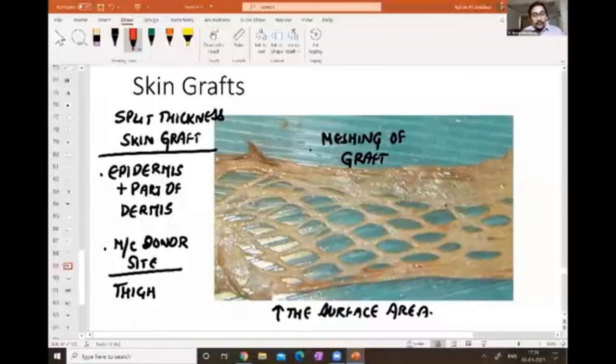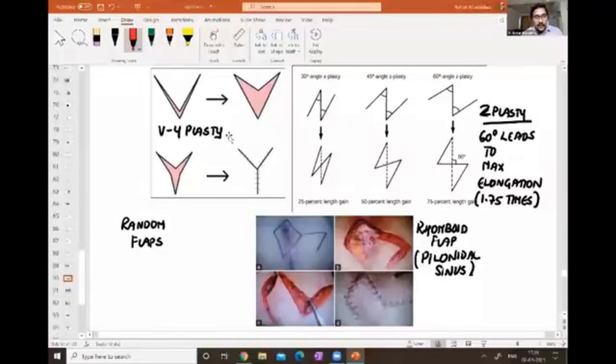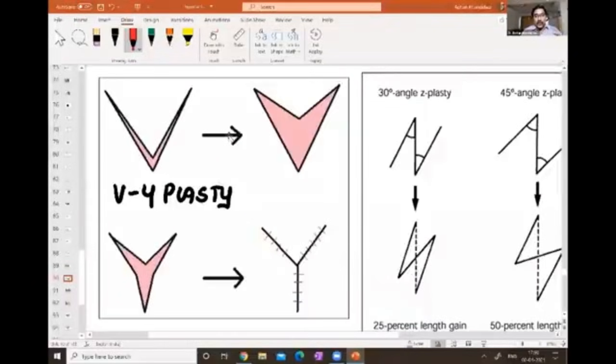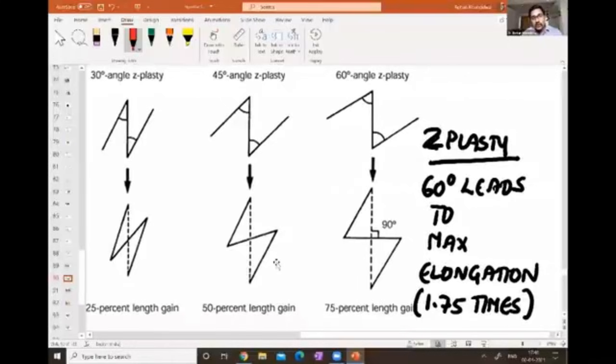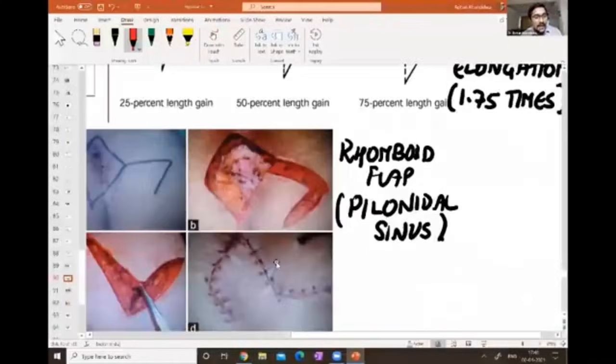These are examples of some flaps. I will tell you what questions you need to know. These are random flaps, which are not based on any named vessel. VY plasty. You have Z plasty. Z plasty is used to elongate wounds and for post-burn contractures. The ideal angle is 60 degrees, which leads to a maximum elongation of 1.75 times. Post-burn contractures: a question which has been asked many times in the exam.